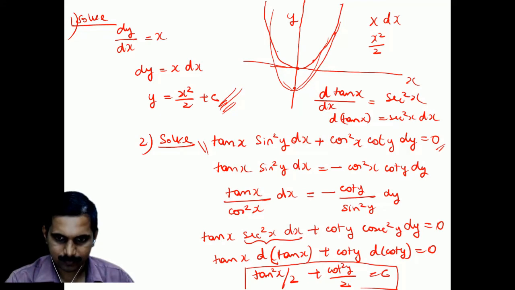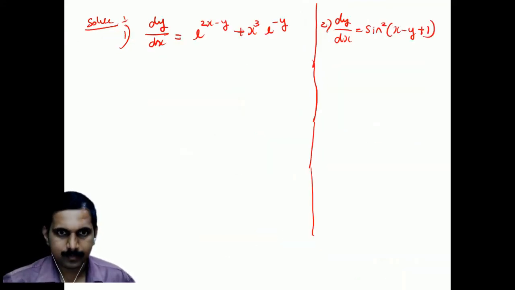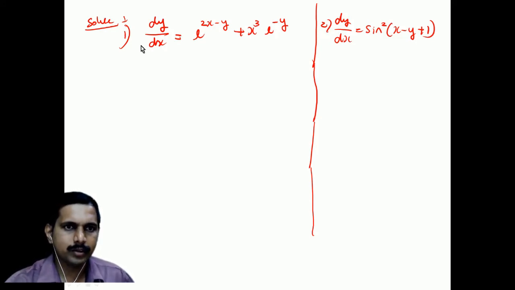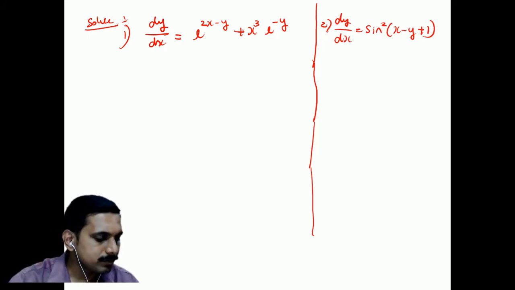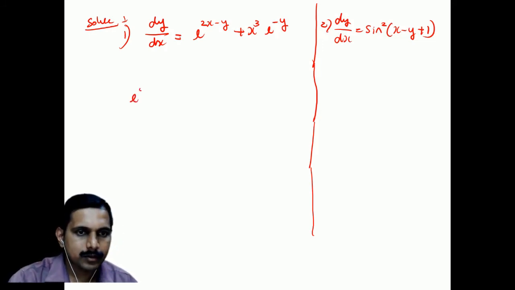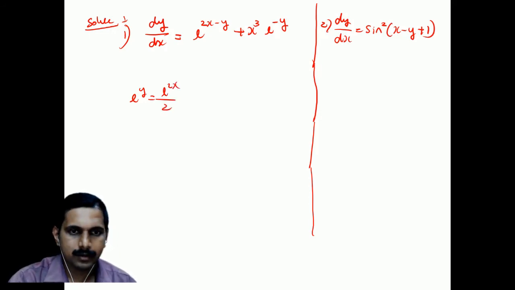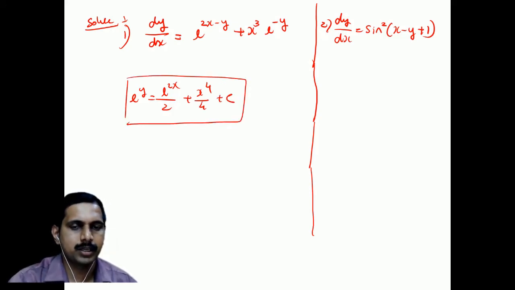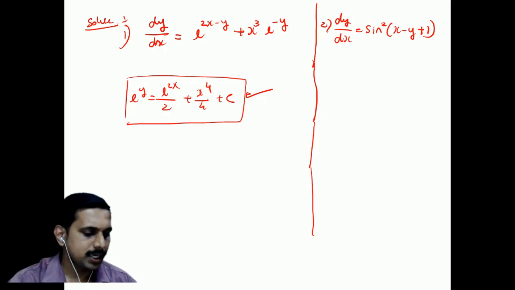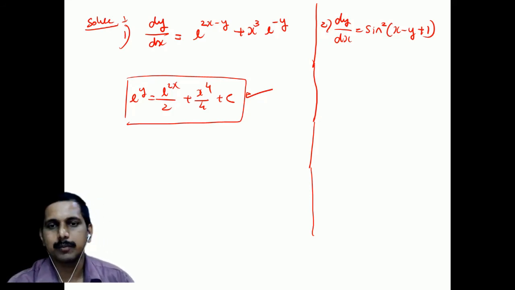So can we show the second question? Yes, that sine square. First one you got? You solved the first one? Yes, sir. e to the power y is equal to e to the power 2x by 2 plus x to the power 4 by 4. Very good, student. Okay, right answer. It's easier to solve in that fashion, because you have solved it.